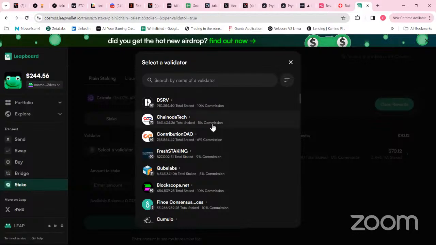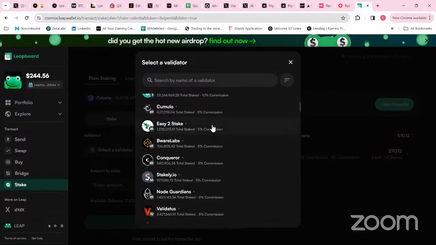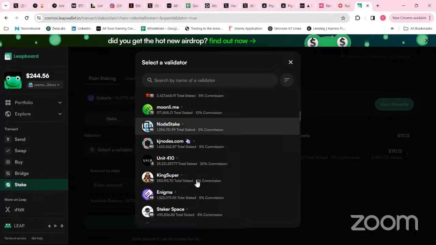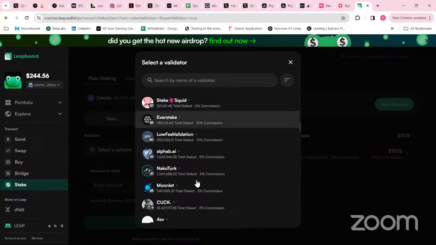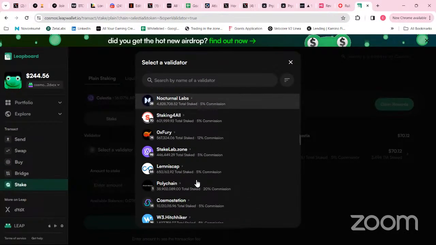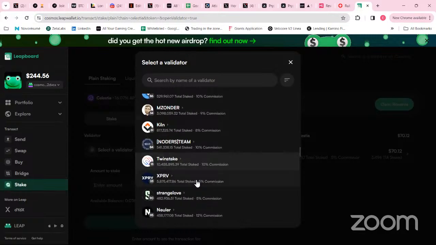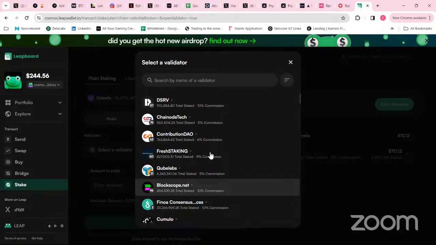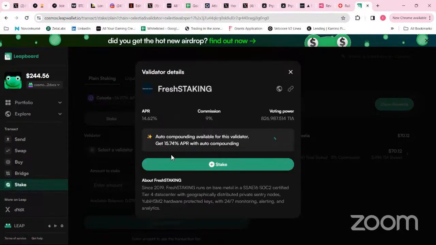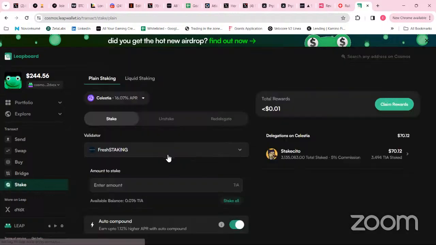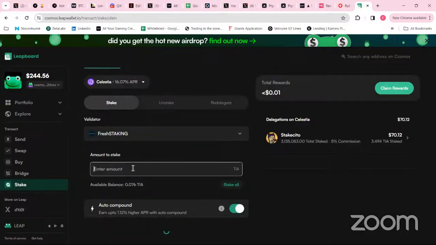For the name of the validator, there's one thing you need to be sure of. Be sure that you don't stick with things like Binance, Coinbase, and any of them, because most likely you would not be eligible for airdrops if you stick with them. So you just stick with any validators that have maybe 5 to 10% commission, and that's all. You enter the amount you want to stake.